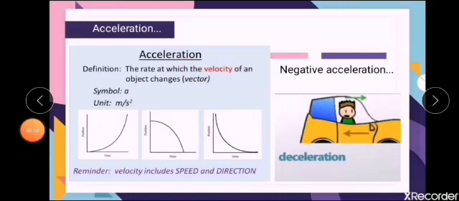Next thing we have to keep in mind when we talk about acceleration is that since it is the change in velocity, that change in velocity can be an increase in velocity or a decrease in velocity. Right? Now, if it is an increase in velocity, you call it positive acceleration. And if it is a decrease in velocity, you call it negative acceleration, or in one word, you can call it deceleration.